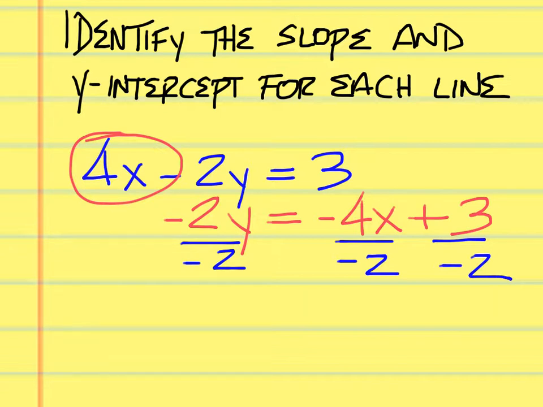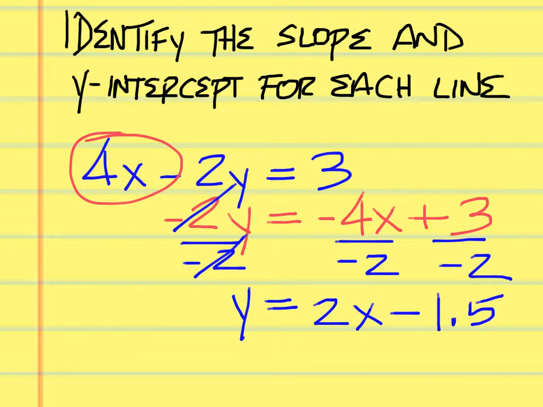The negative 2 comes from just beside the y. So those cancel out. Negative 4 over 2 is just 2. And you have a negative 3/2, or you can make it a negative 1.5. But you have to identify the slope and the y-intercept. The slope is here, so m is 2, and the y-intercept b is negative 1.5.